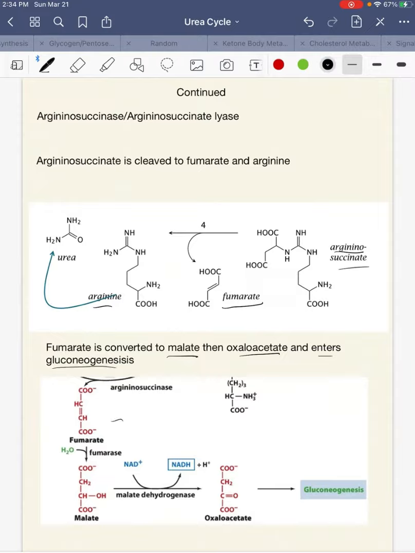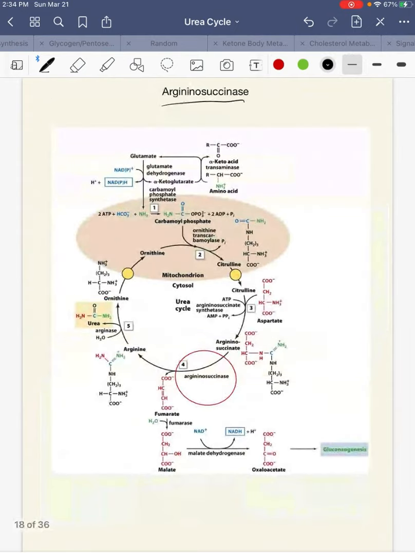So this is fumarate. Remember, we can run fumarase, same TCA enzyme, except we're in the cytosol right now. We make malate. Malate can run through malate dehydrogenase, and then we can make oxaloacetate, and then this can go into gluconeogenesis. So if we go back, this is not TCA. They're the same enzymes expressed in the cytosol, but it's not TCA because this is the cytosol. So that's why this oxaloacetate ends up going into gluconeogenesis and not TCA.